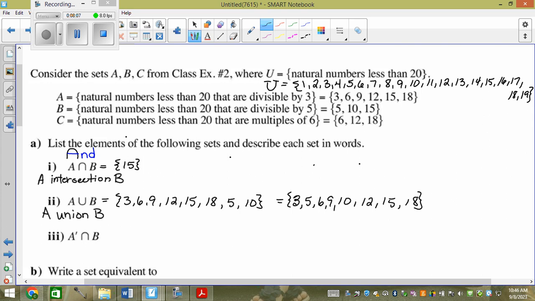So if it's in either or, I list it. And it has to be in both. Or it's in either or. Does that make sense? Either or, and. And it's both. Either or, list it. So or is often more.